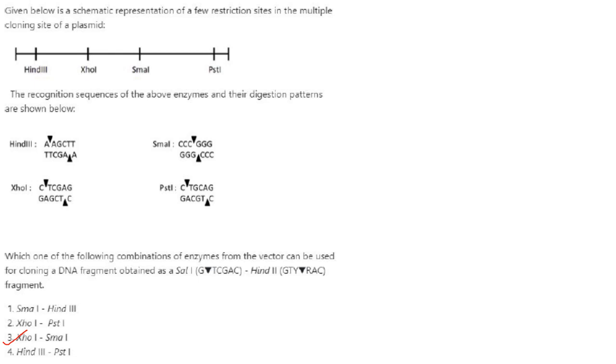So SAL1, I already told you it is XHO1. That I have already discussed once in one of my videos, where the question regarding SAL1 and XHO1 was asked. So you can go through the discussion over there. So XHO1 and SMA1. SMA1 is a blunt end cutter. So the answer here is option 3, that is XHO and SMA1. The question was almost similar to this question. You can refer to that video.